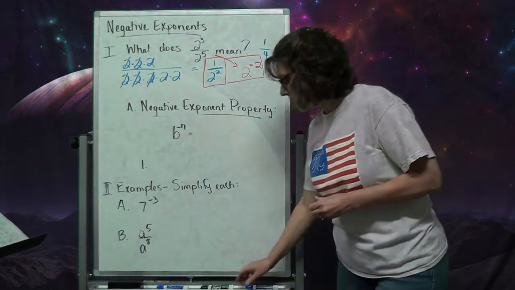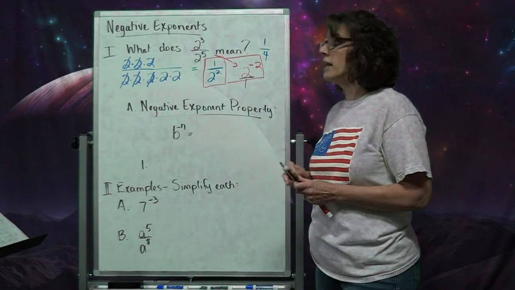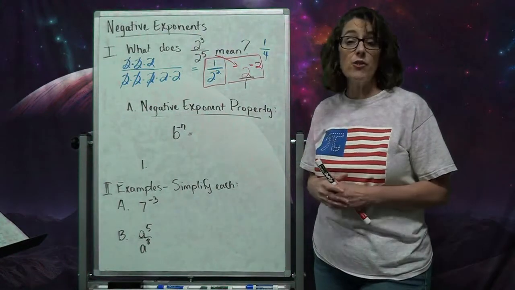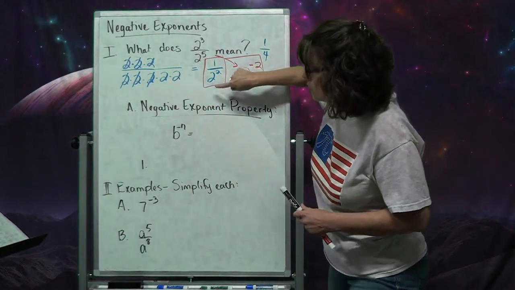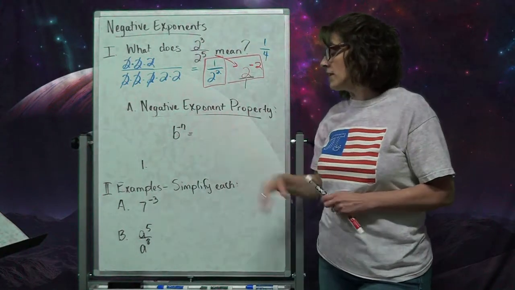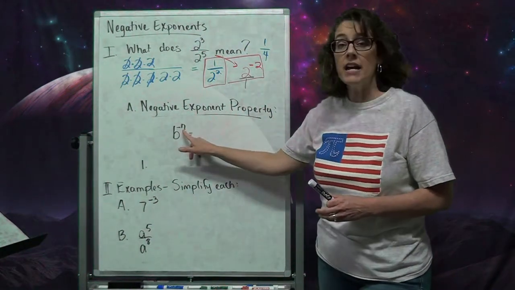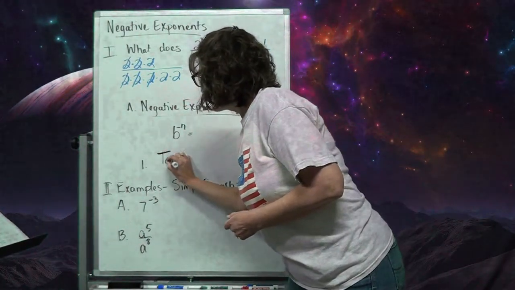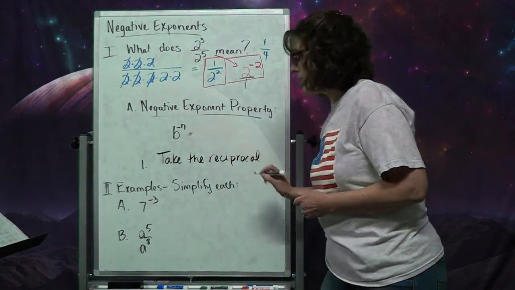And you can clearly see that if we would take this 2 to the negative 2nd power and we would put it over top of a 1, then all we have to do is take this fraction and flip it. In other words, take the reciprocal of it, and when we flip it, the 1 goes up to the numerator, the 2 to the negative 2 goes down to the denominator, and suddenly that exponent becomes positive. This is what we call our negative exponent property. The negative exponent property says when you have a negative in the exponent, what you do is you take the reciprocal. Take the reciprocal of that base.